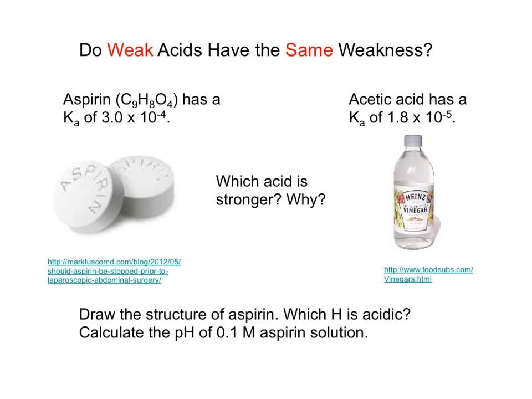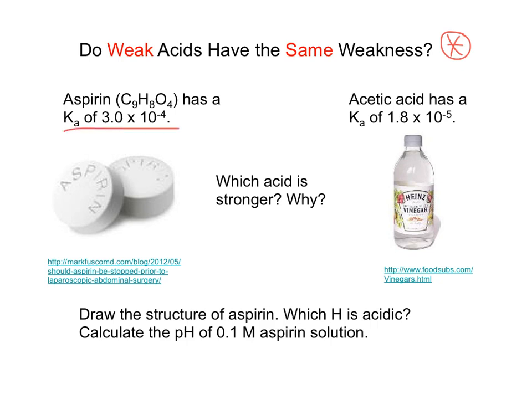Do weak acids have the same weakness? So let's compare two weak acids, aspirin and acetic acid. Which acid is stronger and why? Compare the Ka of each acid. Turns out that the stronger acid has the larger Ka, and that will be aspirin.